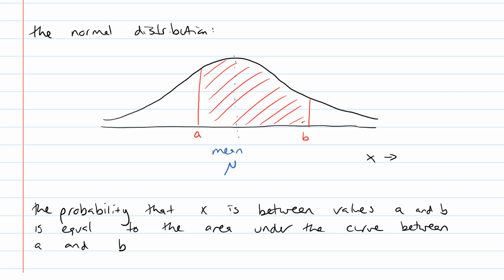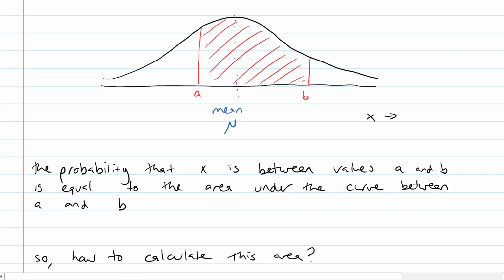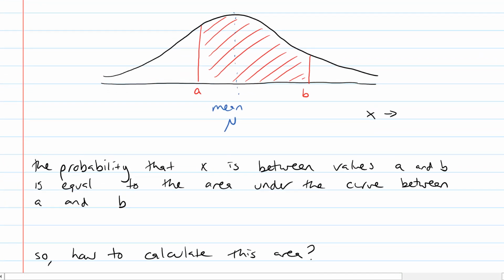Now remember that the total area under the curve from negative infinity to positive infinity is equal to 1, so this shaded area will be some fraction of that, so it will be a number between 0 and 1. So a great question would be how to calculate this area. So how are we going to do it?